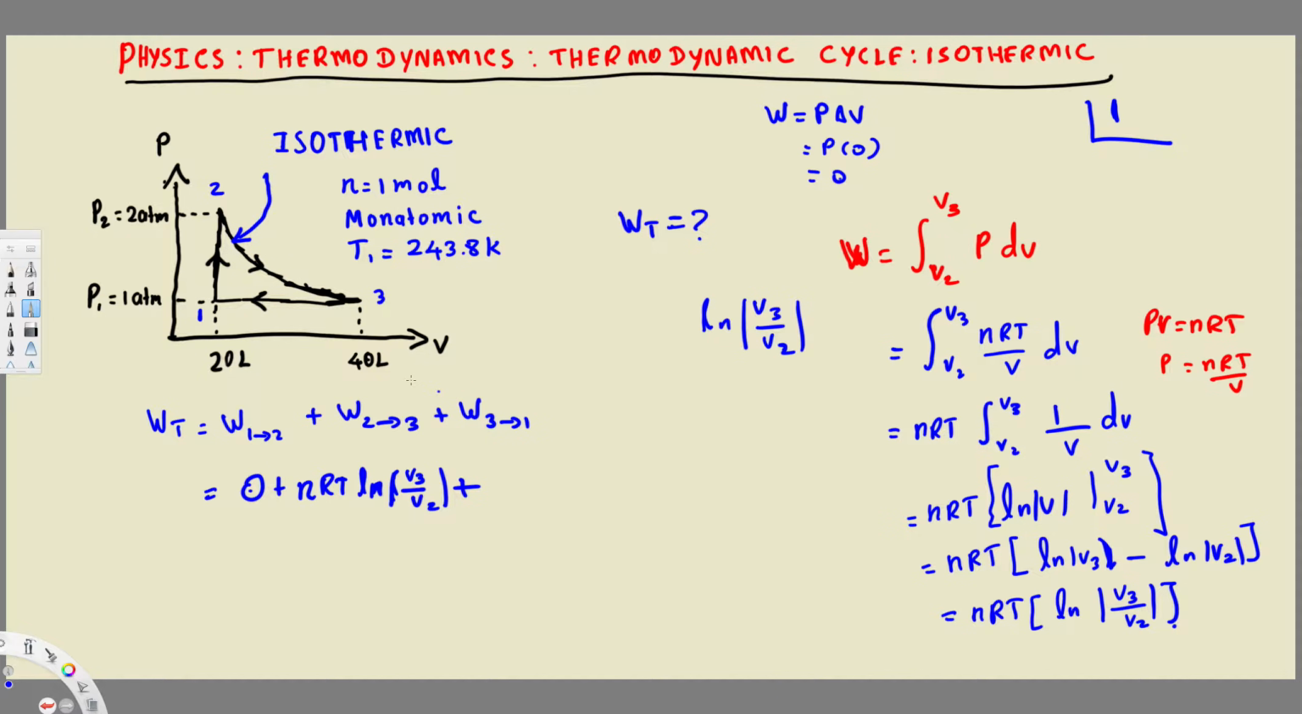For 3 to 1, if you look at this one, this is an isobaric process because the pressure is constant. So whenever we have an isobaric process, we use P delta V. We can use this one for that one. So this is going to be P delta V right here. And let's see how we can calculate all these values, right?